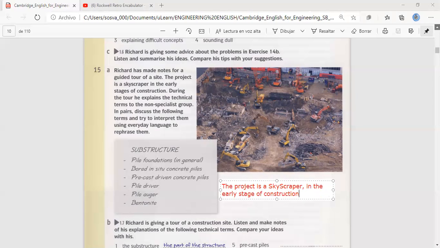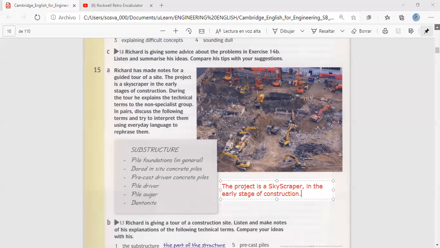Okay. So during the tour, he is going to explain some technical terms to a non-specialist group. So the people attending the tour, I mean, the people visiting the site, are not engineers, not architects, not civil engineers. Maybe they are accountants, administrators, maybe lawyers, we don't know. So these people are not accustomed to professional vocabulary, or in this case, technical vocabulary. Exactly.